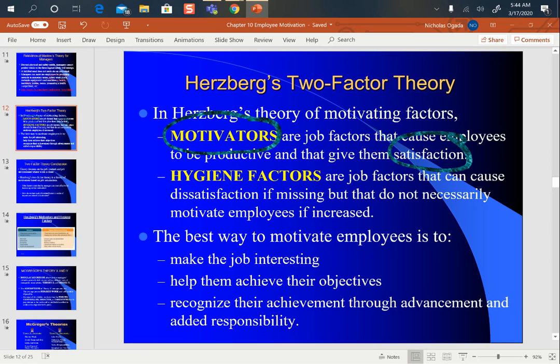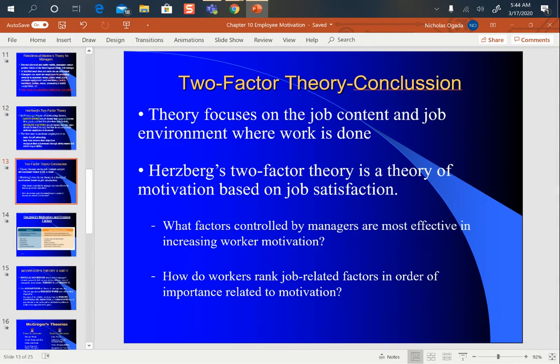And just to look at this, what we can conclude from this is that this theory focuses on the job content itself and the job environment where work is done. So, the Herzberg two-factor theory, we can say, is a theory of motivation that is based on job satisfaction, and you saw factors that motivate employees and those that result in dissatisfaction only if they're missing.